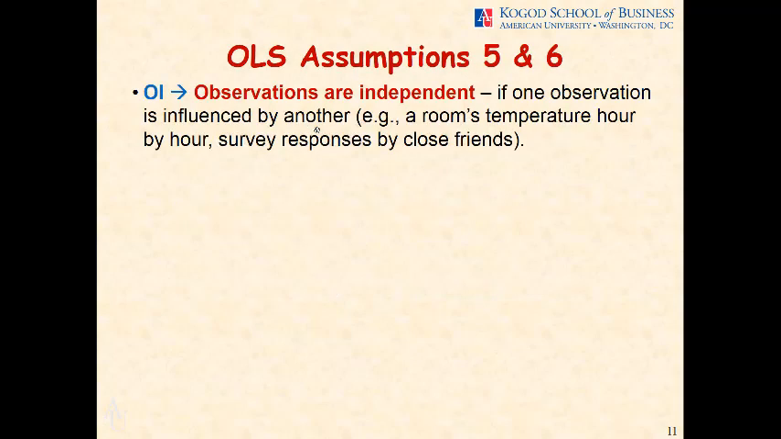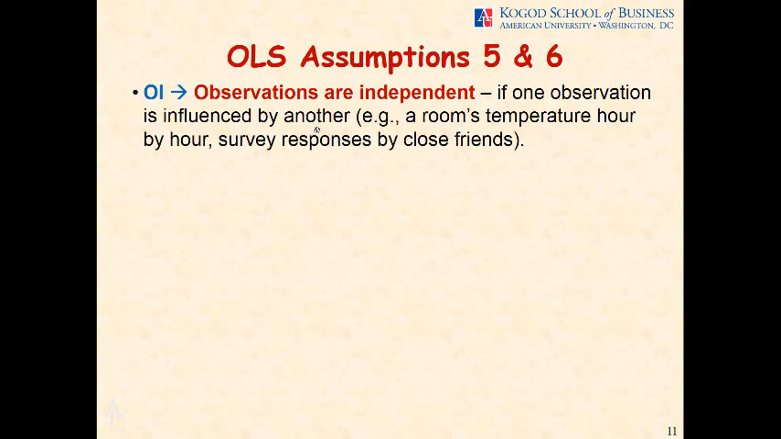Assumptions 5 and 6: observations have to be independent. What that means is that one data point should not influence the other data point. For example, it is snowing right now. If I take hourly data on the weather, chances are that it will be snowing an hour from now. And if I take data an hour later, it will still be snowing. If it's not snowing, chances are it will not be snowing in an hour.